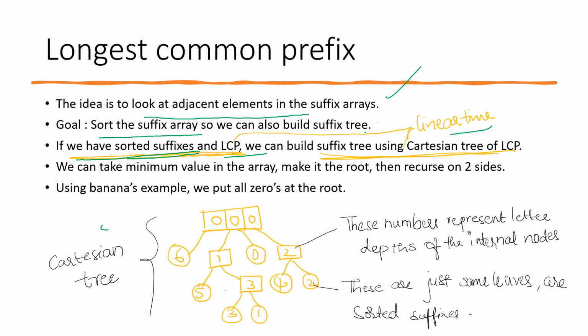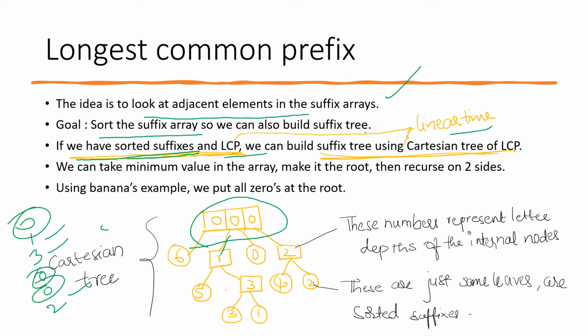We had LCP values 0, 1, 3, 0, 0 and 2. Since we had three minimum values, we'll take all three as roots. Generally we take one minimum value, but here we take all the minimum values as roots, and then we have 1, 3, 2. So we just go 1, 3 and 2.